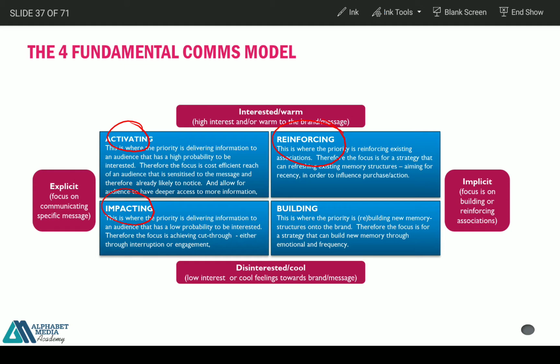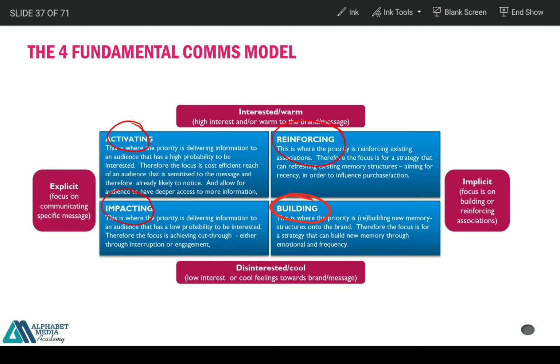Brands like Coca-Cola do a great job at this. There isn't any new messaging. There isn't any new product. The product has been the same for over 100 years. They're just reinforcing the messaging around open happiness or whatever the main thing is and just driving recognition and top of mind. Now the last of the four fundamental roles for comms is building. This is a tricky one, and when it comes to building, the priority here is you're trying to build a new memory structure on an existing brand.